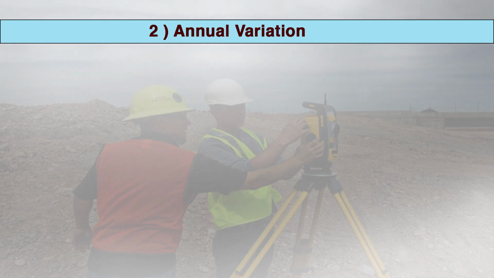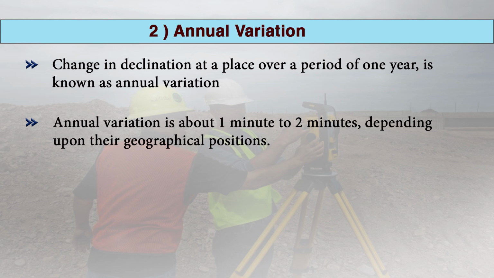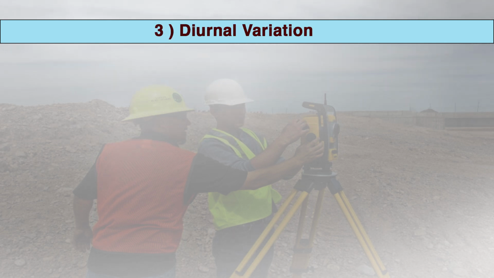Next, we will discuss annual variation. Change in declination at a place over a period of 1 year is known as annual variation. From the observations made at different places over a period of 12 months, it is found that annual variation is about 1 minute to 2 minutes depending upon their geographical positions. Next, we will discuss diurnal variation.